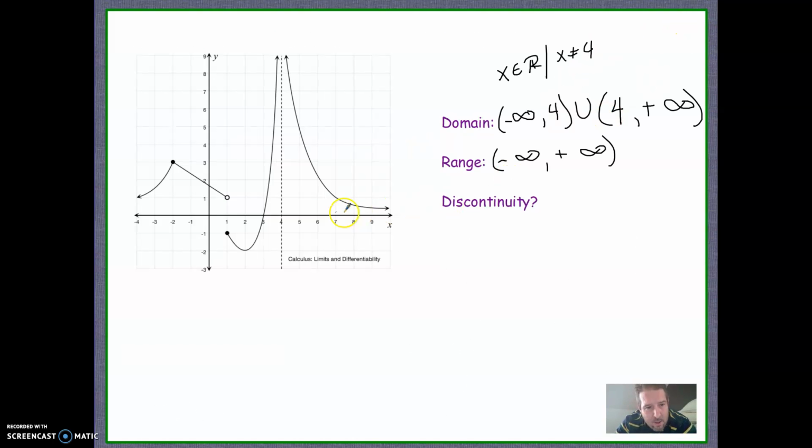Oh, and discontinuity. We have 2 different types. We have jump discontinuity at x equals 1. So jump when x equals 1, and we also have our infinite discontinuity when x equals 4.